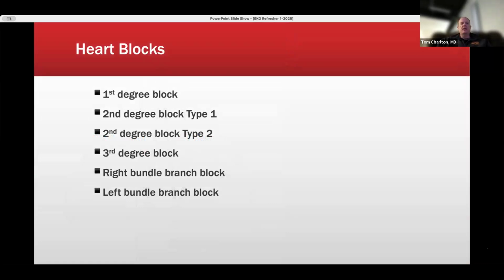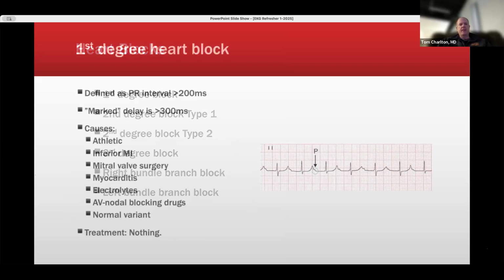All right, let's talk quickly about the various types of heart blocks. We are not going to go into the complicated left-sided ones, such as left anterior fascicular block and left posterior fascicular block. To me, those are academic, for what we're doing.